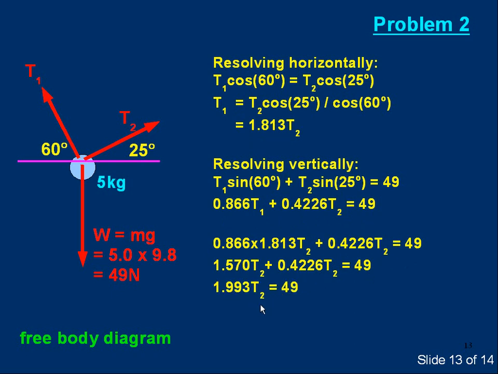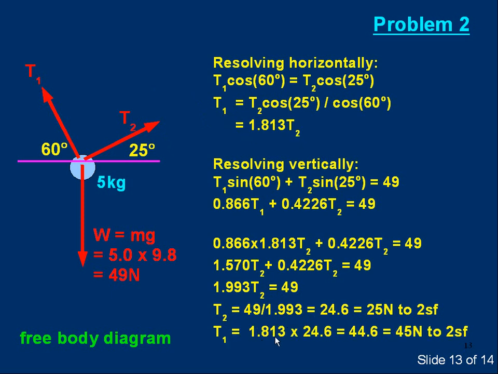So T2 is 49 over 1.993, comes to 24.6 newtons. To 2 significant figures, it's 25 newtons. So I know T2 is 25 newtons. How about T1? Well, T1 is 1.813 times T2. So all I've got to do is 1.813 times, don't use the rounded value, use 24.6, gives 44.6 newtons. Round that to 2 significant figures, you've got 45 newtons.